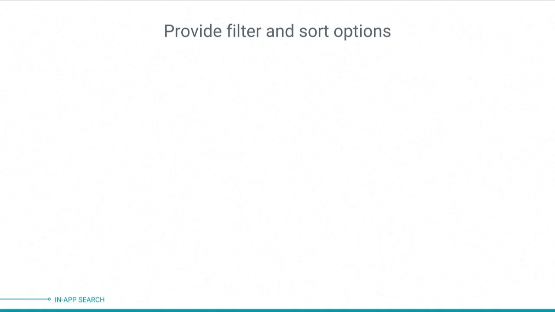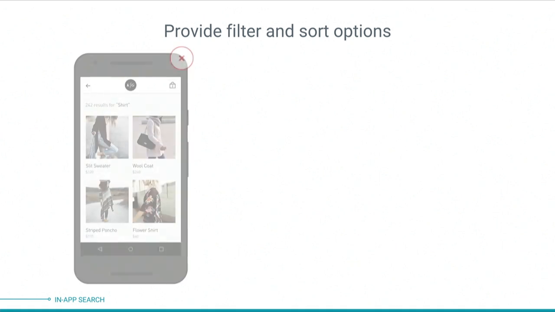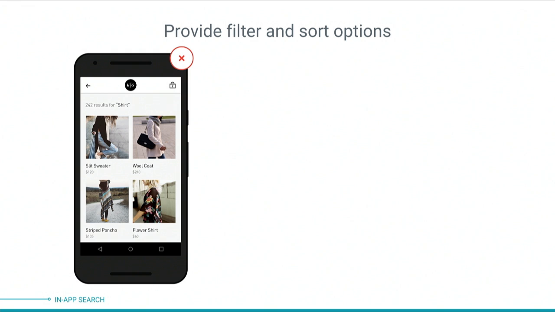What about filter and sort options? Hugely important. Again, we often saw that they were hidden or buried further down, and people couldn't get to them as much as they needed. That's what our study that we just did recently showed. We did see great implementations of it, but still there's more work to be done. Things like getting down to 242 results for shirt with no way to filter or sort them further.